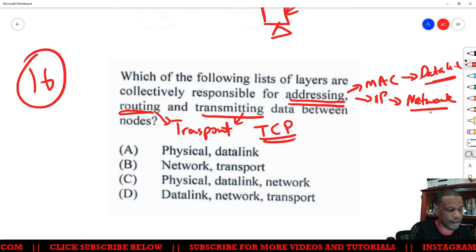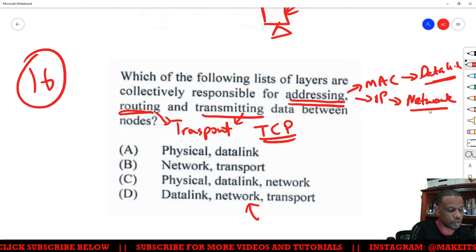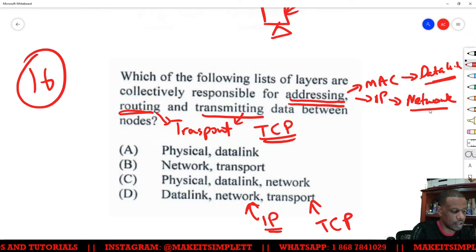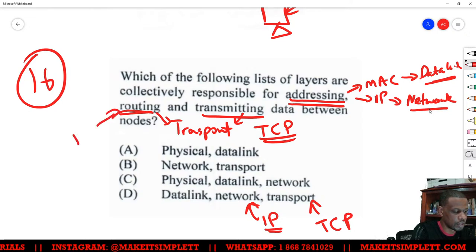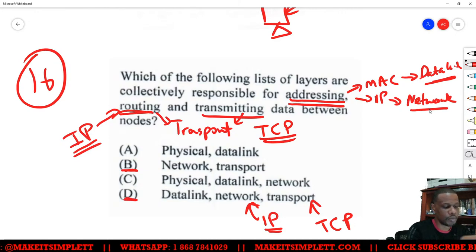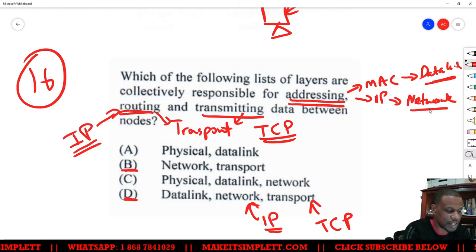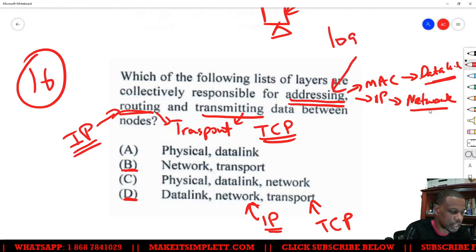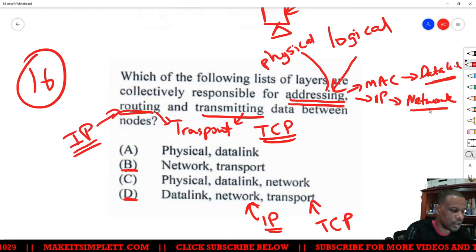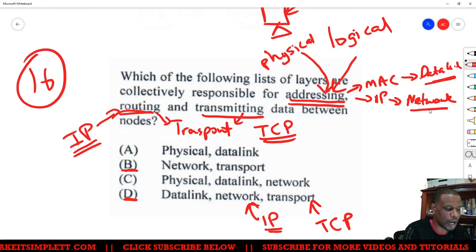But it's very possible that the network part would handle the routing, because that is where IP lives. So the IP address will determine where you are on the network, and the transport layer will be where the TCP is. They could be thinking that the routing is your IP address, because they have to figure out where to route you based on IP address. So that's why it's a toss-up between B and D, because you don't know which address they're talking about. If they said responsible for logical addressing or physical addressing, then we would know whether it's MAC or IP, and we would know whether to include data link.